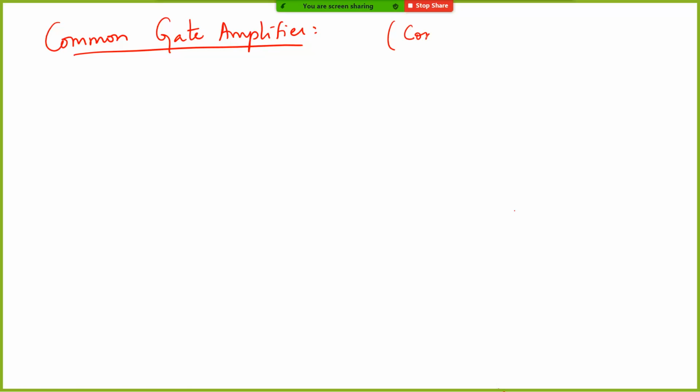So let's start with a common gate amplifier. Now this is very simple, similar to in the BJT based design. You would have a common base amplifier, right? So it's very similar to that. So how do you construct this amplifier?